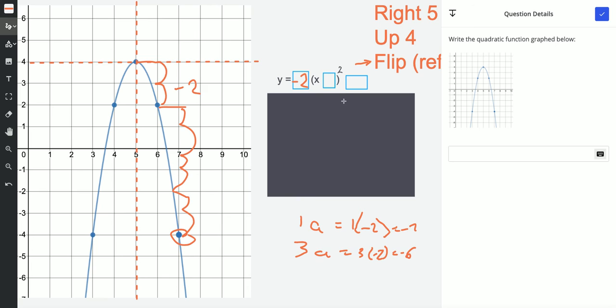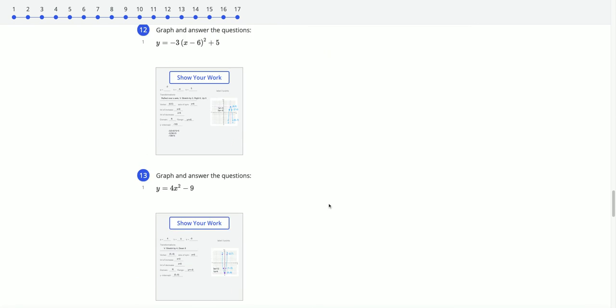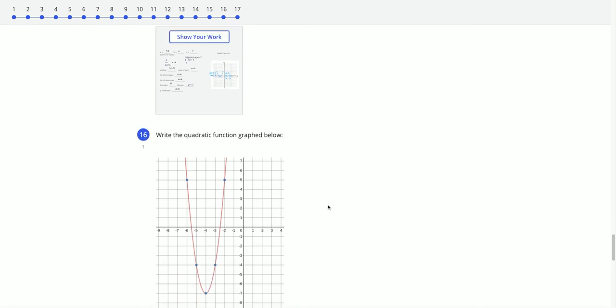I went right 5, so recall your notes. It's going to be a -5, and then if it went up 4, it's +4. So then my y is equal to -2 for the a value, x minus 5 because I went to the right, squared, +4 because I went up. All right, let's try 1 or 2 more. You get good practice on it.